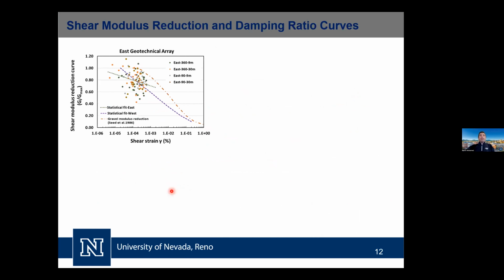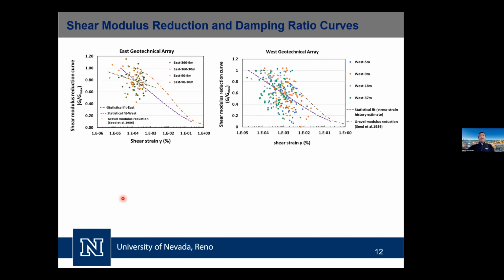Some examples at the East Geotechnical array are shown here. These are all the data from the site. For the West array, obviously we had more recorded events, so more data points. But for the sake of comparison, we've added Seed et al.